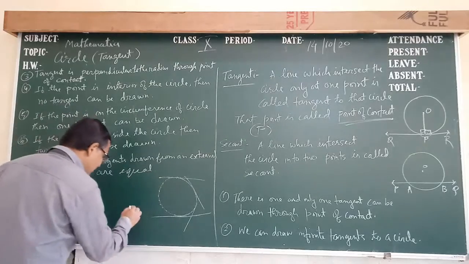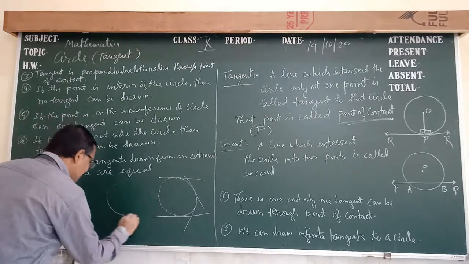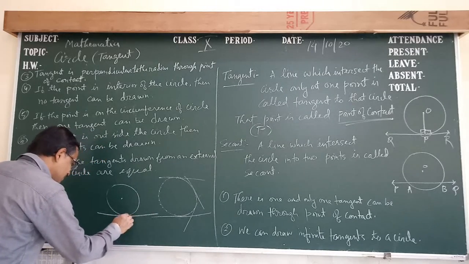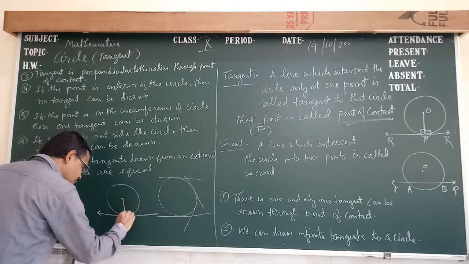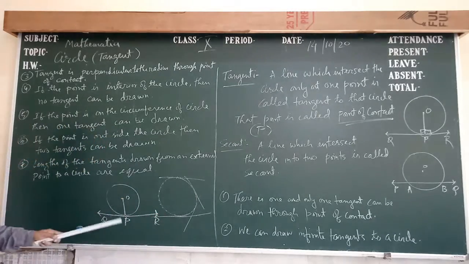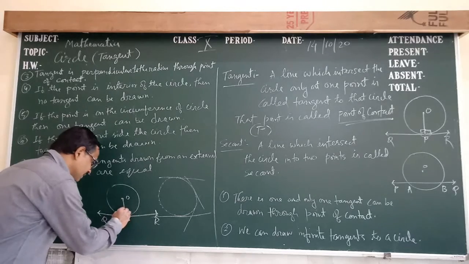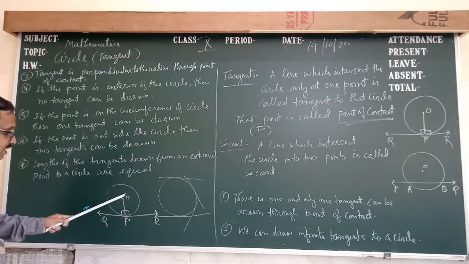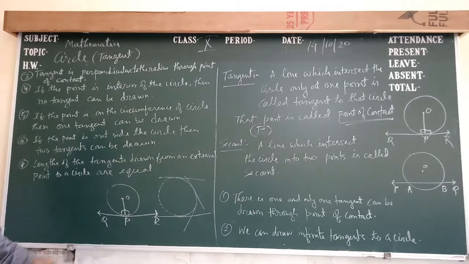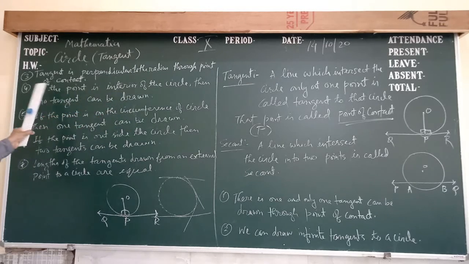That means if we draw a circle and suppose this is the tangent and it touches at point P, then OP is perpendicular to QR. OP is perpendicular to QR. That means this angle is 90 degrees, this angle is 90 degrees. So the radius is perpendicular to the tangent, or we can say the tangent is perpendicular to the radius through the point of contact. In such a way, we can discuss the third point. Tangent is perpendicular to the radius through the point of contact.